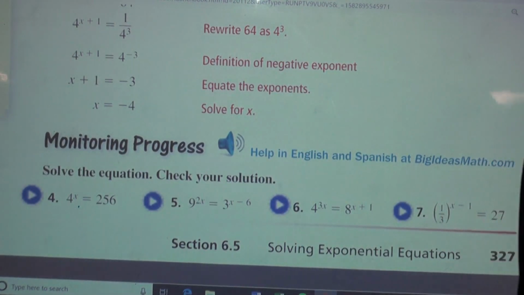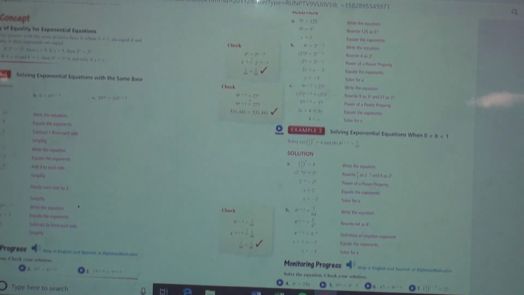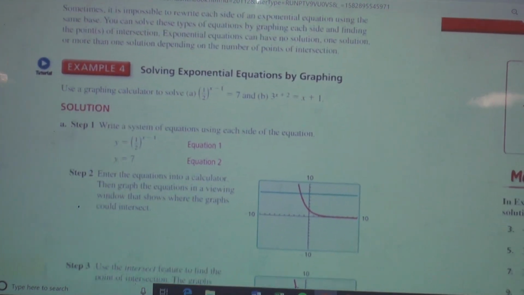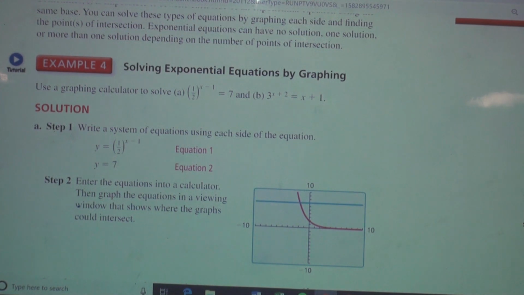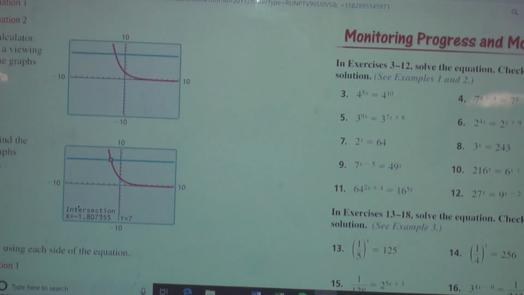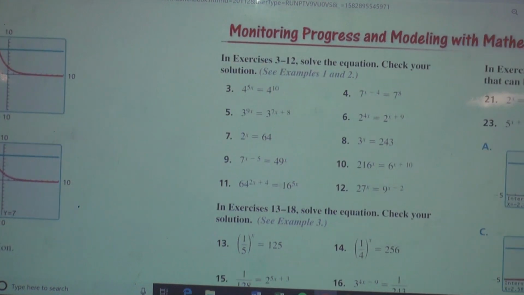Let's see, it might be just about it, because this is a pretty short little chapter. Let me just see one other thing. Solving exponential equations by graphing. You know, we're not going to do that right now. We're going to skip past that. So, that covers that chapter.